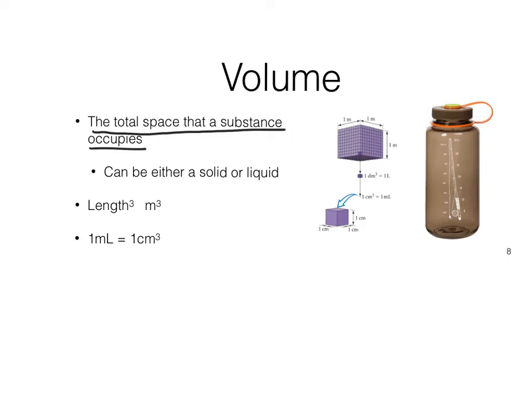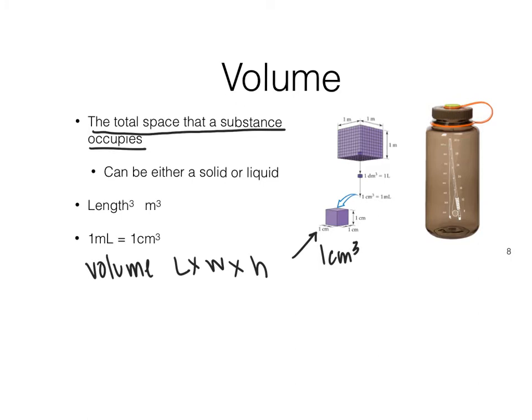So for a solid, volume is calculated length times width times height. So this is for a solid. If you look at this graphic right here, we can see that it is 1 centimeter by 1 centimeter by 1 centimeter. And so the volume would be 1 centimeter cubed.